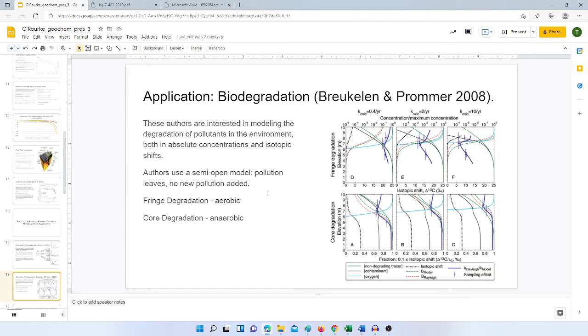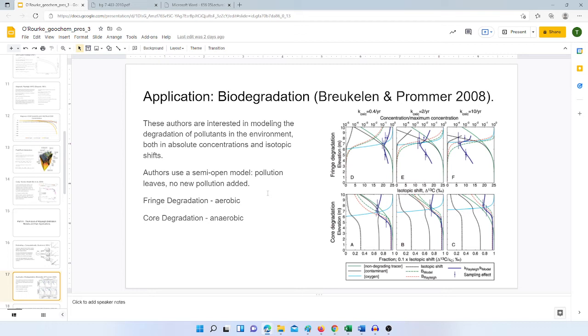Here is a really cool application that I came across in my studies. It's biodegradation. So this is a semi-open system. You've got some pollution, and it's degrading, and no new pollution is being added. So our total mass of pollution is shrinking, but it's also possible, due to fractionation, that our relative concentrations of the isotopes are changing. So our authors modeled that kind of system.